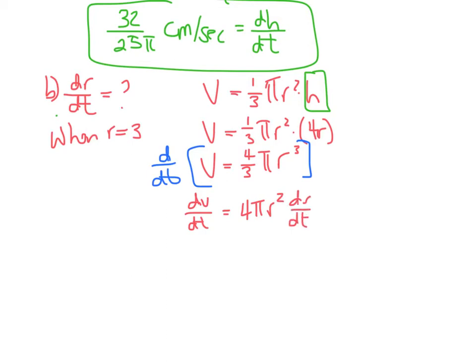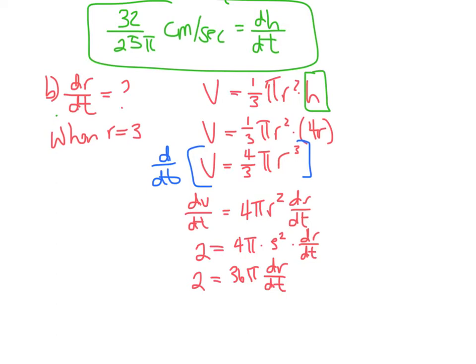So I can plug in what I know. I know dV/dt is 2 pi. Remember, I want the dr/dt at a certain instant, and what is the radius at that instant? It's 3. So 3 squared times dr/dt. Okay, so that makes 2 pi equal to 4 times 3 squared. Well, 3 squared is 9, times 4 is 36 pi dr/dt.